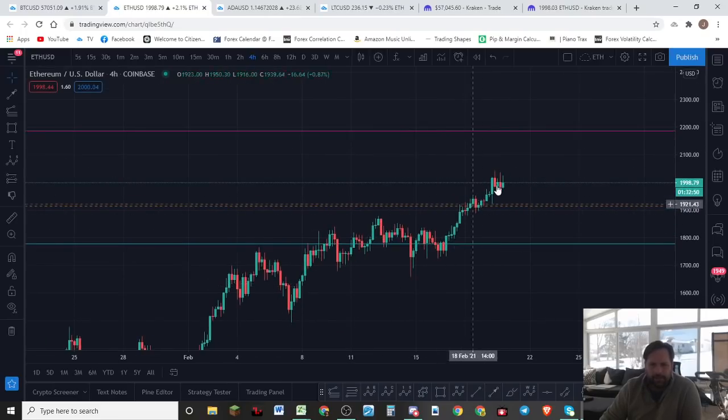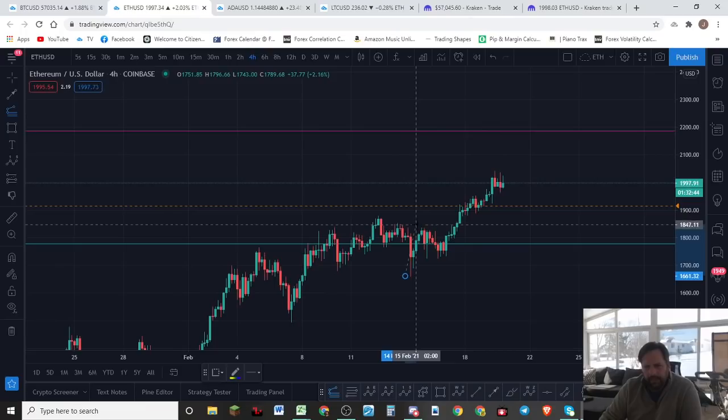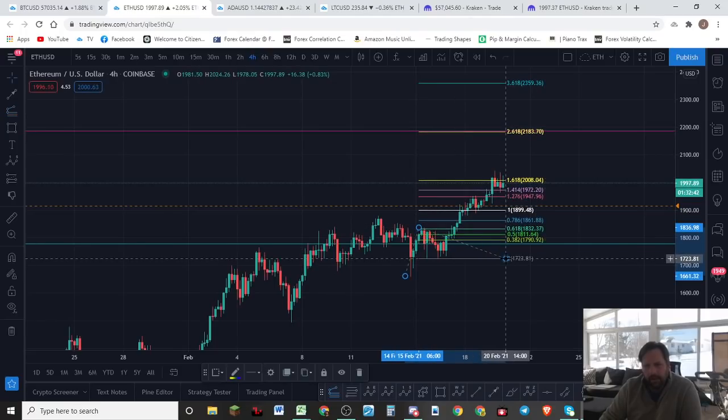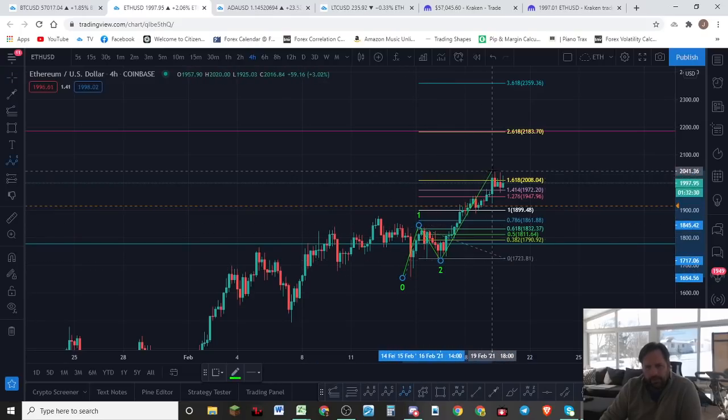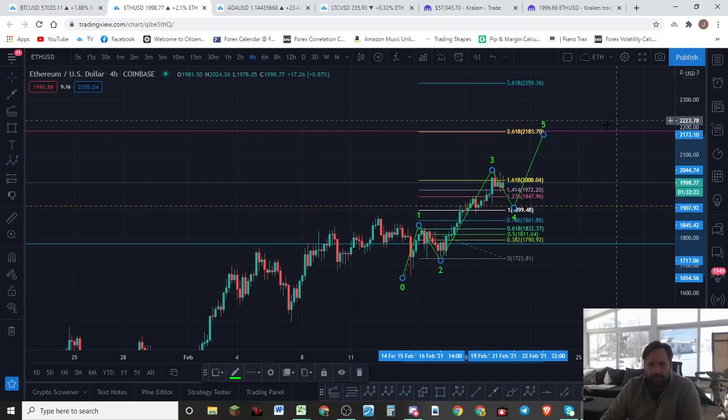Now, zooming in on that, man, the wave structure inside of that is horrible. It is just literally horrible. But if I just pull the fibs on this one right here, you'll notice that we came up in a three-wave fashion to the 1618. And we're bouncing on that right now. So the question is, are we going to get a 5-wave move out of this? Is this going to become 1, 2, 3, going to get 4 back down to this region right here, back down to 1900 or something like that, and then the 5th wave?